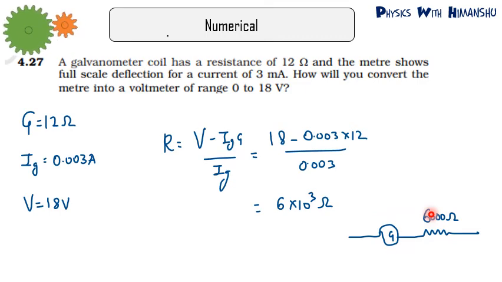Please remember, while solving questions of galvanometer to ammeter or galvanometer to voltmeter, always make the final diagram with your answer, because this is very important, and this topic is very important even for your viva voce for the experiment and even for your MCQs for board exams, especially competitive exams.